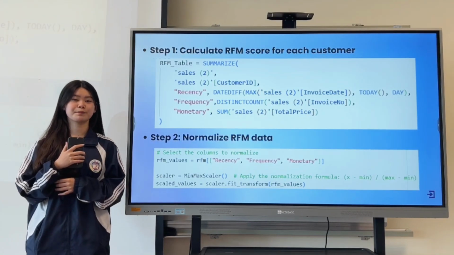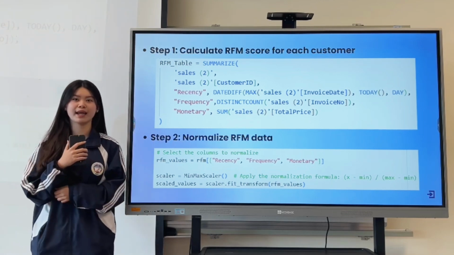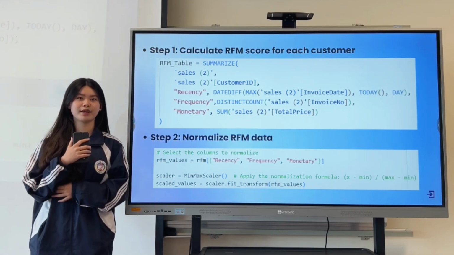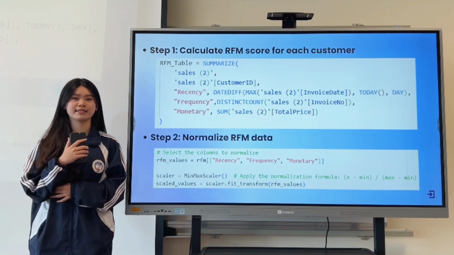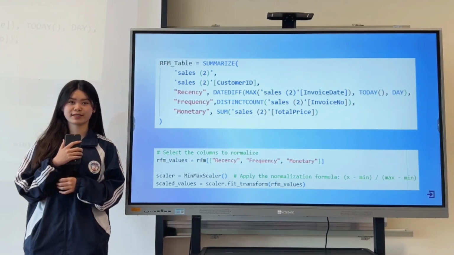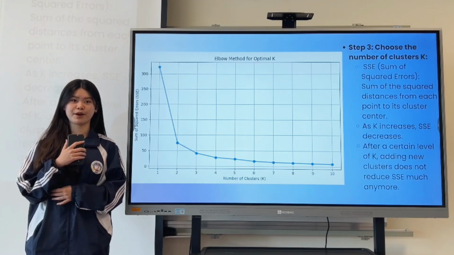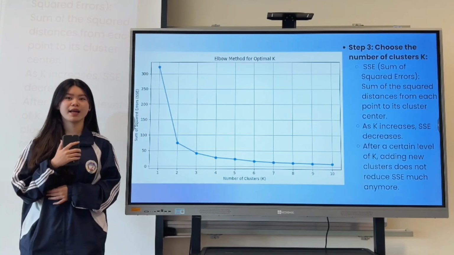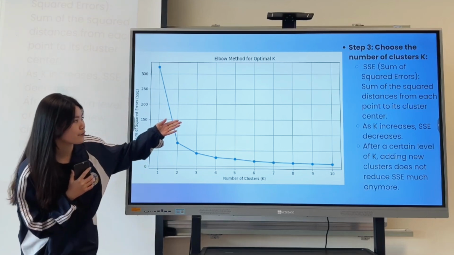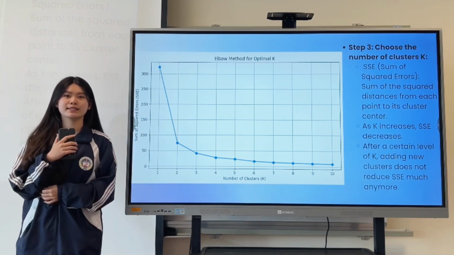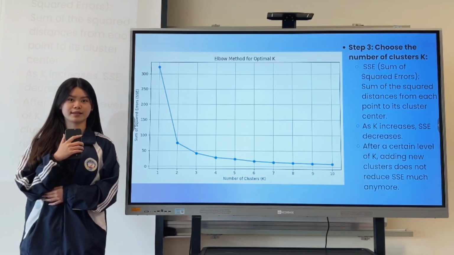In addition to Python code, I would like to introduce you to DAX language on Power BI. It can also be used to calculate RFM. Step 2 is normalize RFM data. And step 3 is choose the number of clusters K. We use the elbow method to determine the optimal number of K. In k-means, there is an important metric called SSE, sum of squared errors. It is the sum of the squared distances from each point to its cluster center.